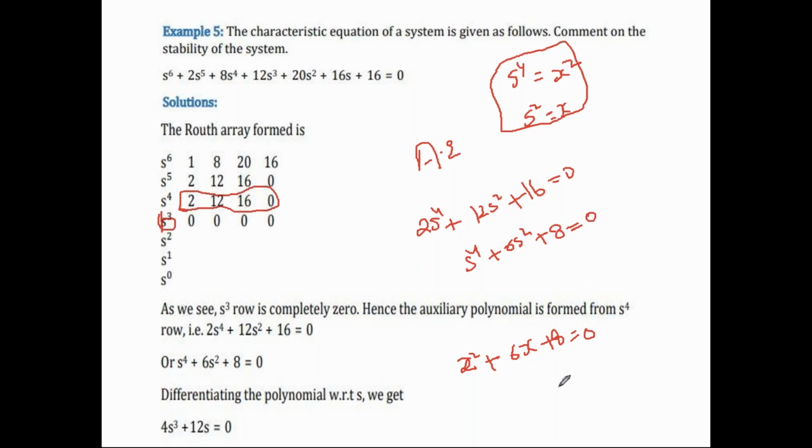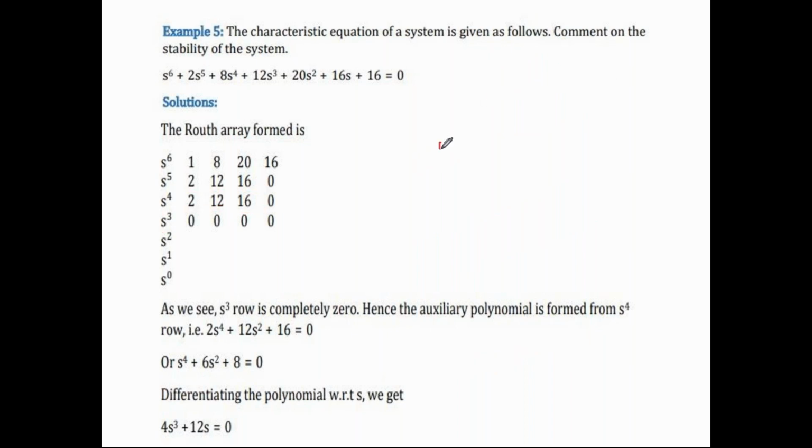Now, this is one way, and there is another way. So what is this? 2s power 4 plus 12s square plus 16s power 0 equals 0. So if you divide by 2, then you will get s power 4 plus 6s square plus 8 equals 0. Now this is the auxiliary equation.